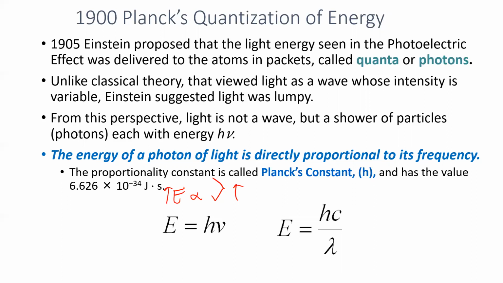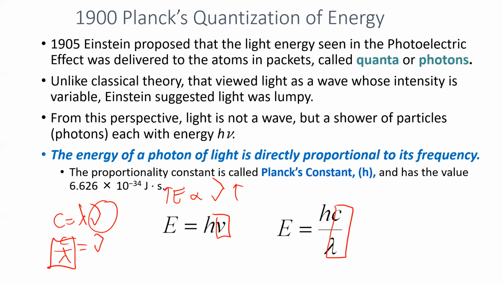Earlier we've seen in videos that the speed of light is equal to wavelength times frequency. If I solve for frequency, I see that frequency is equal to the speed of light divided by wavelength. I can now substitute this quotient for frequency, and that's what I have right here. It also makes sense that as wavelength goes up, energy is going to decrease, because it's in the denominator.